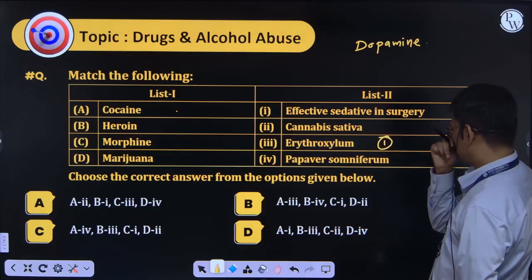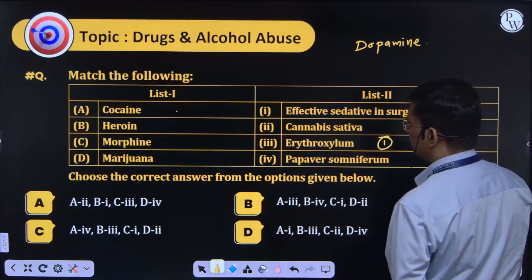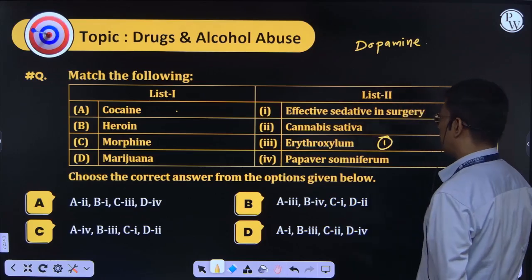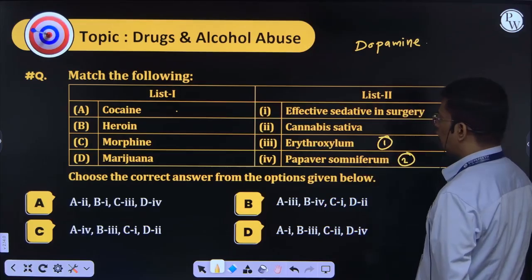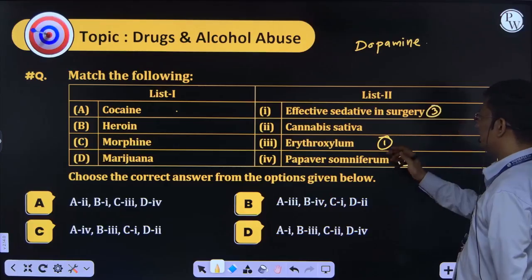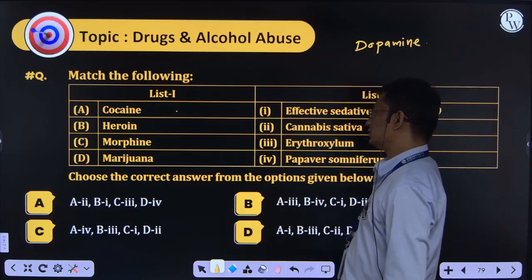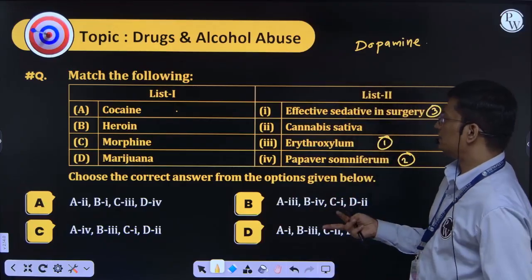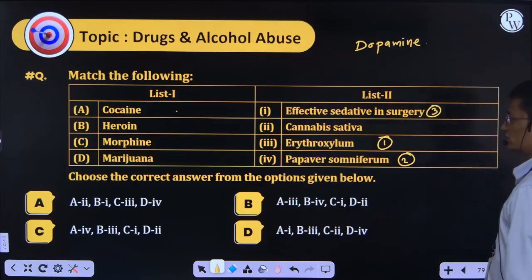Heroin. Heroin is produced from morphine by acetylation. Acetylation of the morphine will give heroin. It is from Papaver somniferum. Morphine is a sedative. If the person takes morphine after surgery, all the body functions will get reduced. So it's a sedative, it is a painkiller. It will not induce the sleeping process.